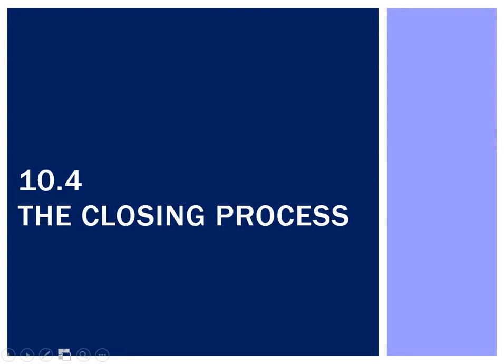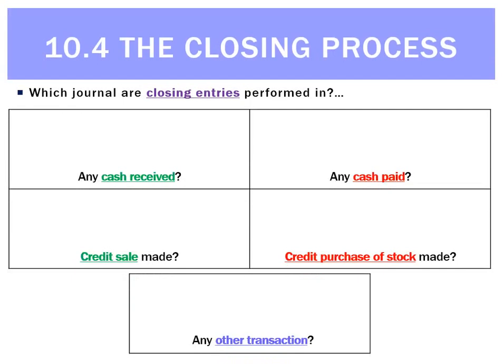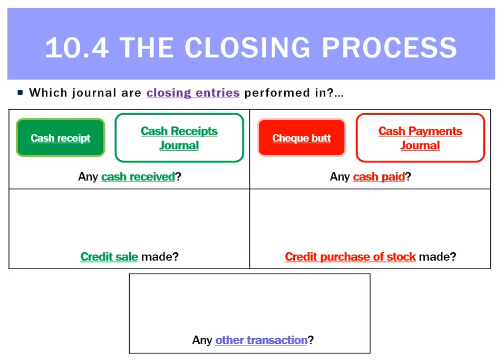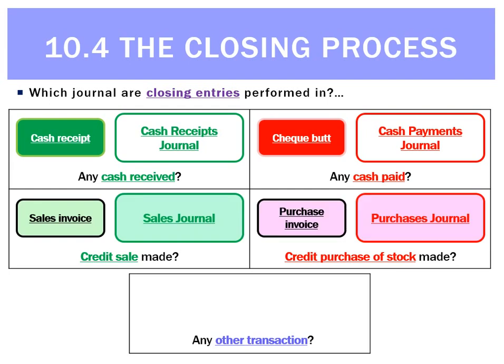And it's important that we have a process that you can follow when closing the general ledger. So what we're going to have is a series of steps you can use to close. And the first thing we need to realize is, well, what journal are we going to do this in? So when we're calculating our profit by closing our revenues and expenses, is there any cash received, any cash paid, credit sales made, or credit purchases of stock? Well, there's actually not. Those have already been recorded in the relevant journals.